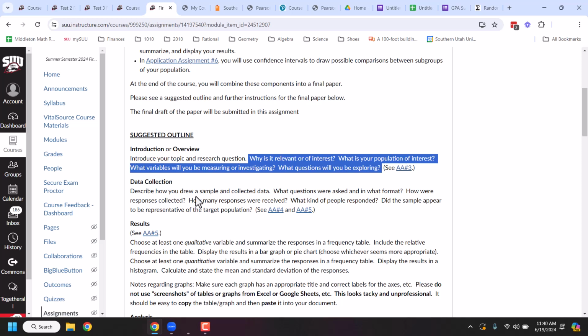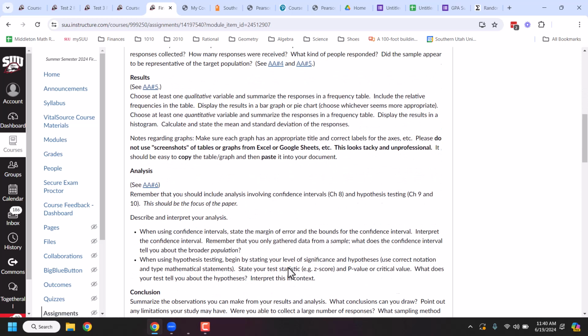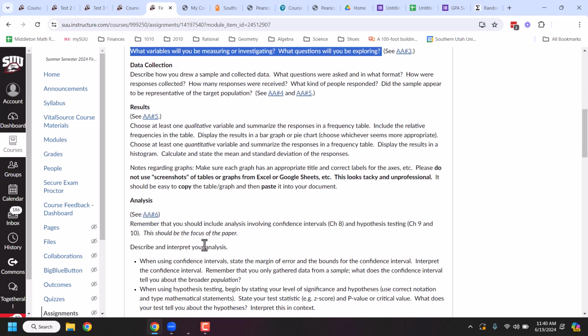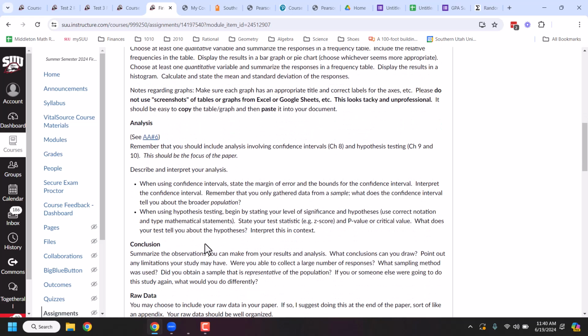Then you'll explain how you collected your data. You'll basically summarize the process that you used, and most of you guys used surveys. So you'll describe that. You'll say how many responses were collected, what types of people responded to your survey, and so on. And then you'll share your results. I'm actually going to go through these as an example, so I'm not going to read these through. You can read it in the assignment.